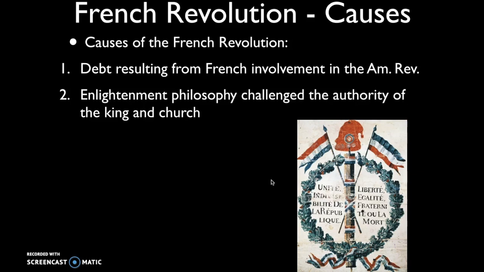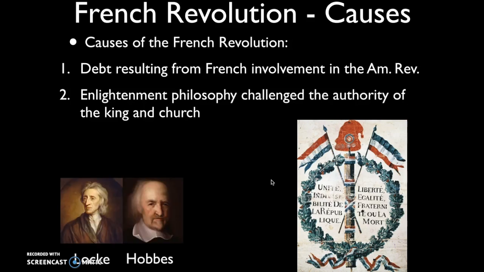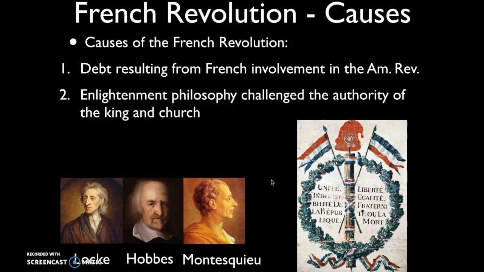Second, there were Enlightenment ideas that were increasingly coming to the forefront, which were challenging the authority of the king and the church. Ideas like liberty and equality and popular sovereignty, that power comes not from God, but instead from the people. Ideas from thinkers like John Locke and Thomas Hobbes and Baron de Montesquieu.